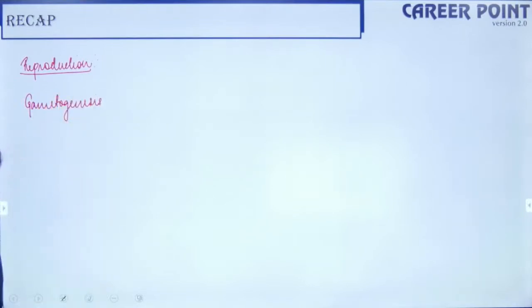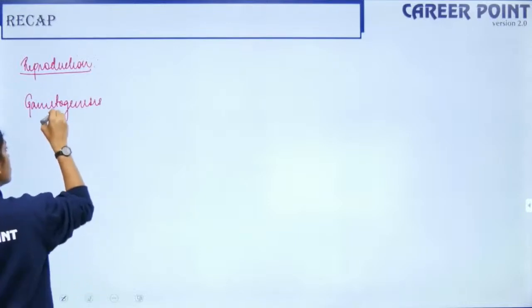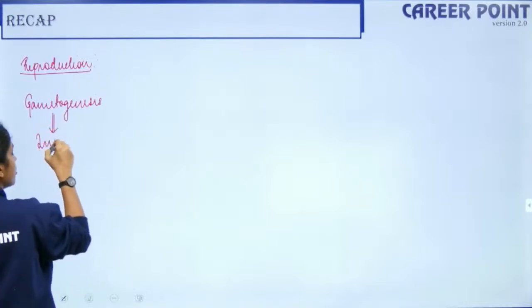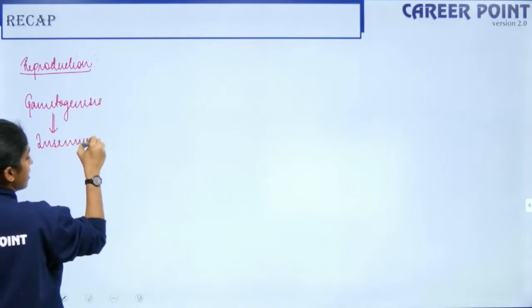So that is formation of gametes. Once the gametes are formed, then the gametes have to meet. That is by a process known as insemination.